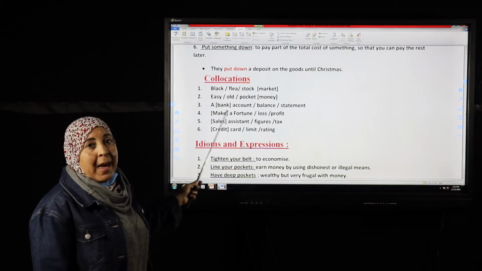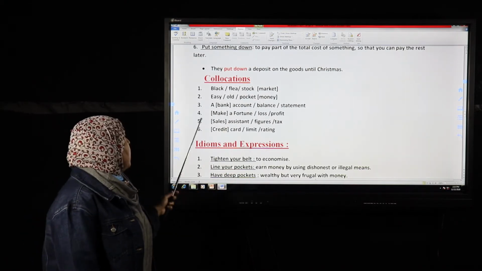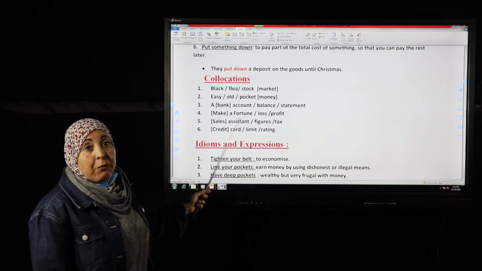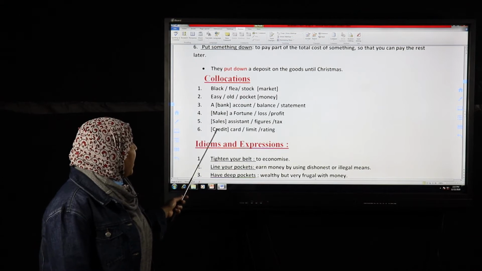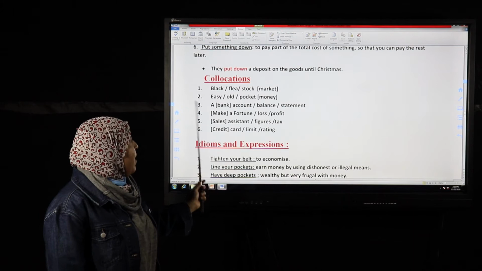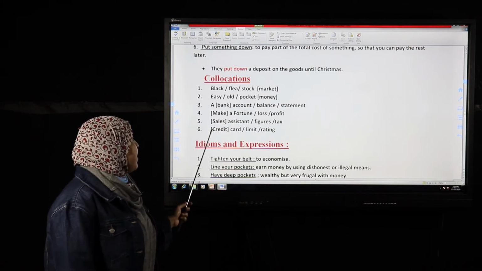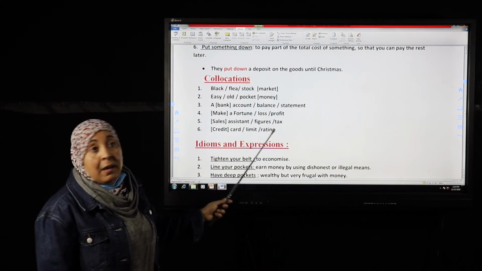Number 3, the word bank. I can say bank account, bank balance, bank statement. Number 4, make. To make a fortune, to make a loss, to make profit. Number 5, sales: sales assistant, sales figures, sales tax. Number 6, credit: to have or to say credit card, credit limit, credit rating.